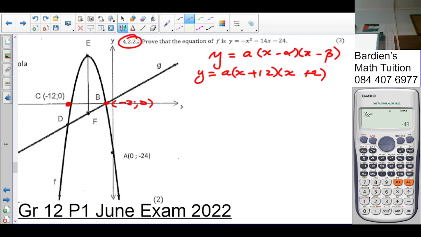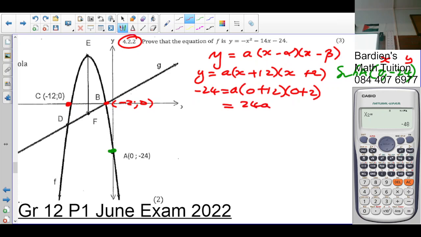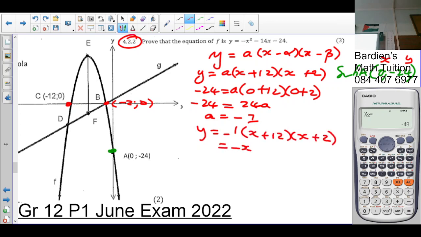In pursuit of calculating a, I need to substitute another point on this graph, other than the points that were used. So at this point I'm going to substitute A, which is (0, -24). That's the x and the y. So negative 24 equals a into 0 plus 12, 0 plus 2. So it's going to give you 24a, so a is going to give you negative 1. Have I answered the question? No. So we sub that back. So y is equal to negative 1 into x plus 12, x plus 2. We multiply that out. I get negative x squared minus 14x minus 24, which makes that absolutely correct.